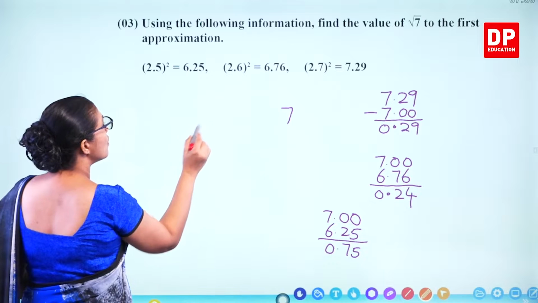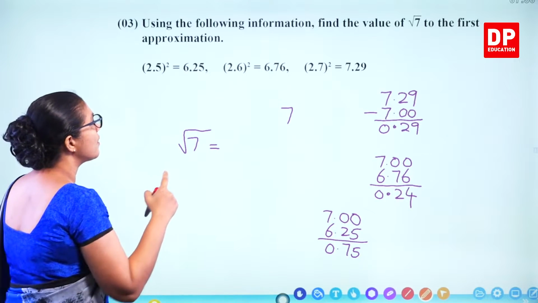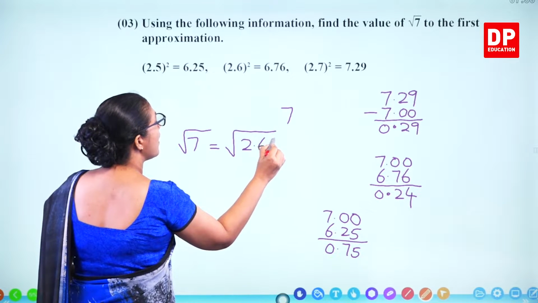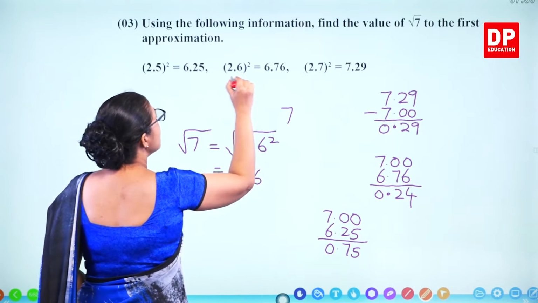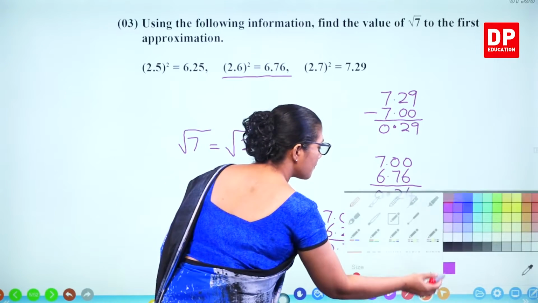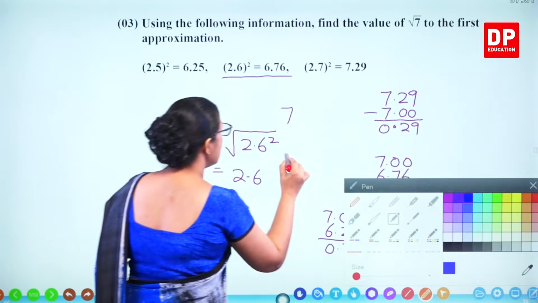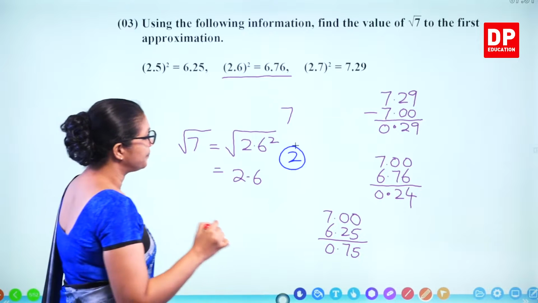So the closer value of square root of 7 is the square root of 2.6 squared, that means 2.6. This is the closer value. So you get 2 marks to identify the answer and the method here.